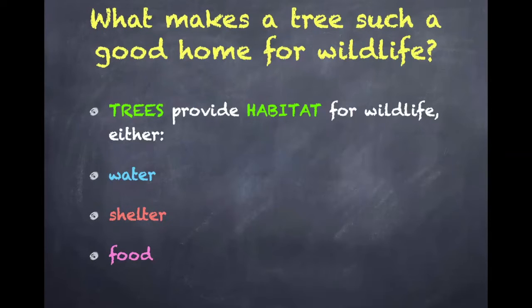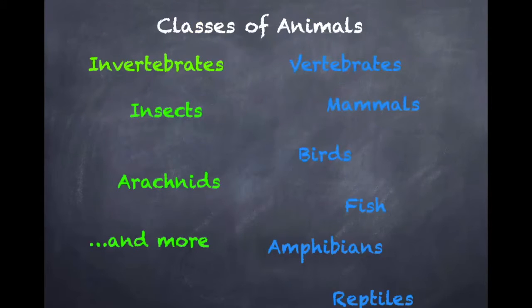First of all, let's take a look at the classes of animals. Our classes of animals are divided into invertebrates, or animals with no backbone, and vertebrates, animals with the backbone, which is also called a spine. Let's take a look at some of these now.